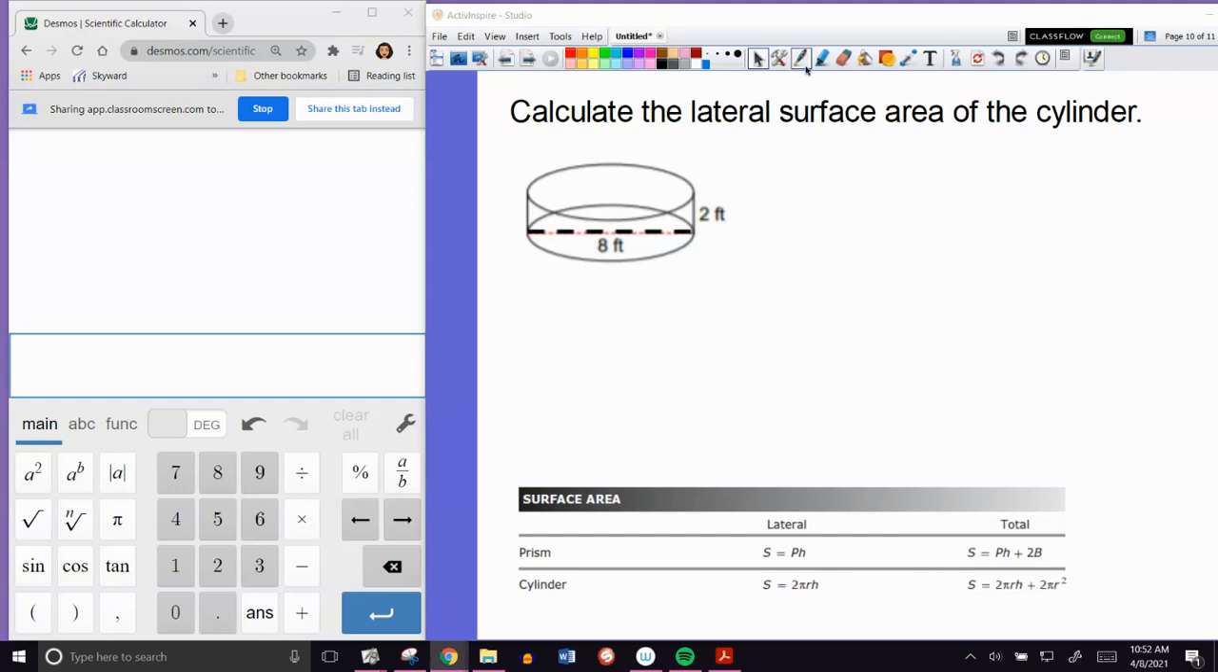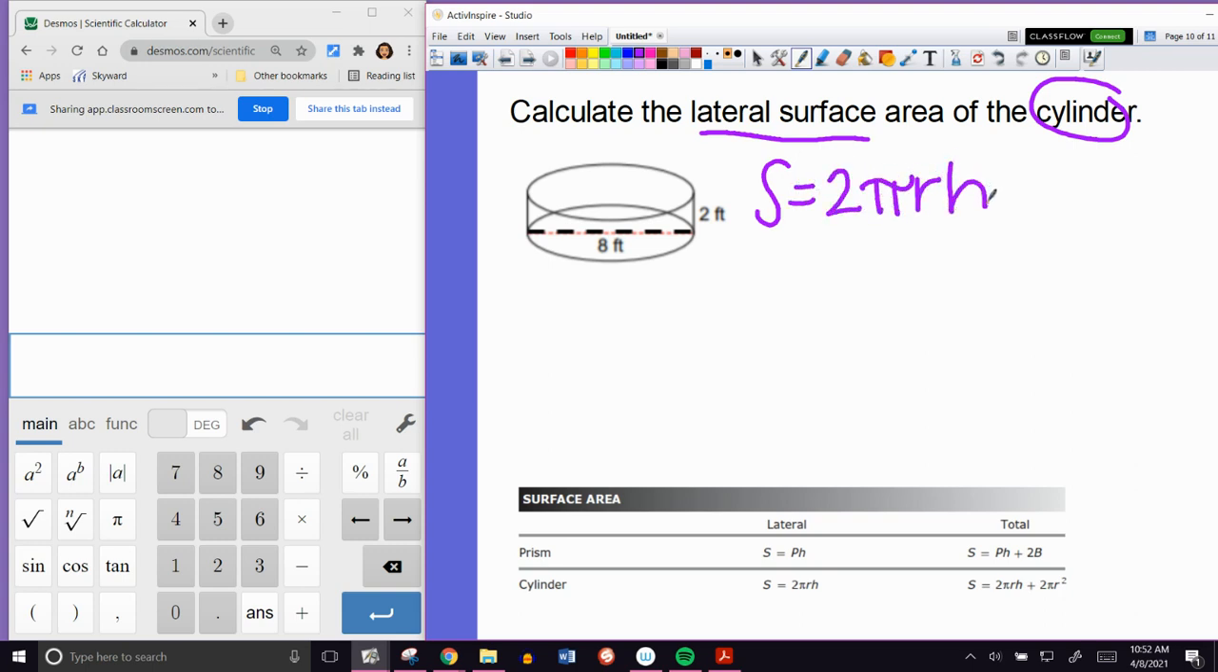Hello everyone, today we're going to be talking about lateral and total surface area of a cylinder. So for our first example here, it says calculate the lateral surface area of the cylinder. And if I look at my formula chart, I can go to surface area, cylinder, lateral, and it tells me S equals 2 pi RH.